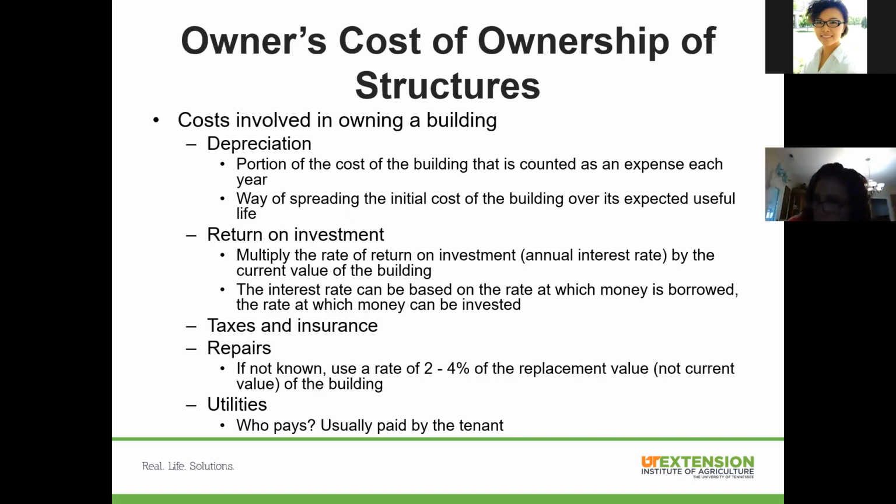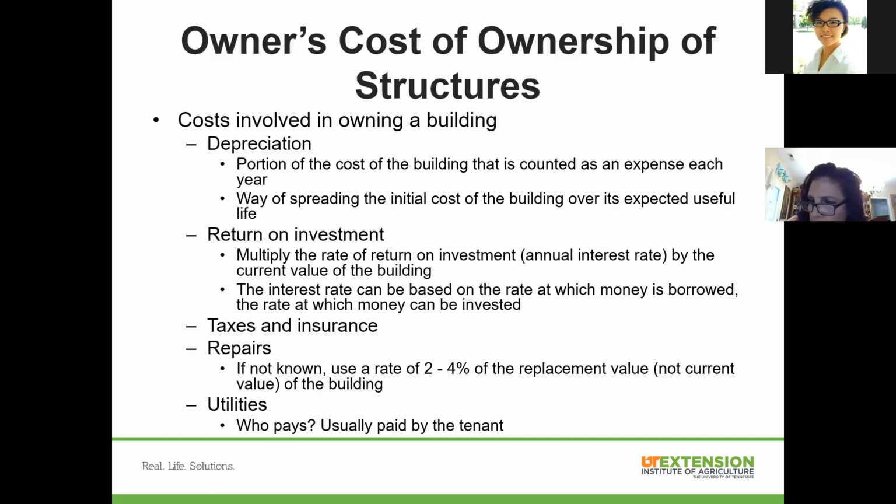Repairs. If not known, if it's the first year that you're renting out your structure, use a rate of 2 to 4% of the replacement value of the building to calculate that into the equation. And if you already know your last year's repairs, you can just estimate based on your last year's repair cost and estimate what it's going to look like for this coming year.